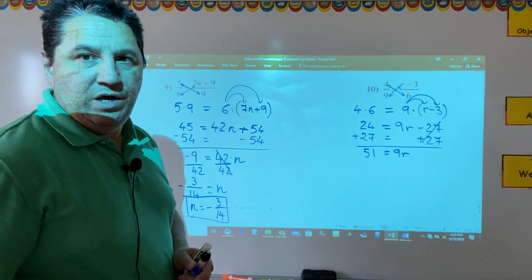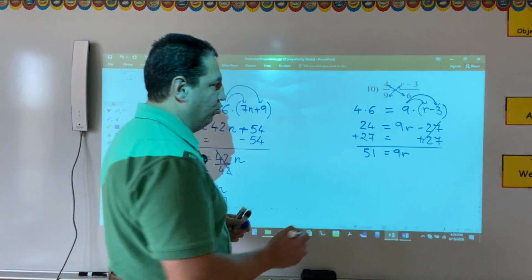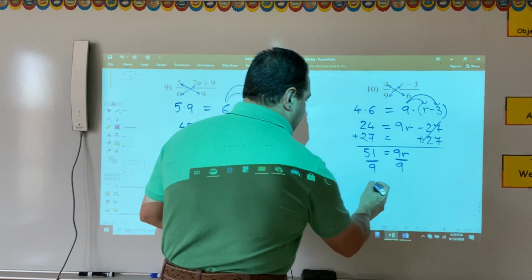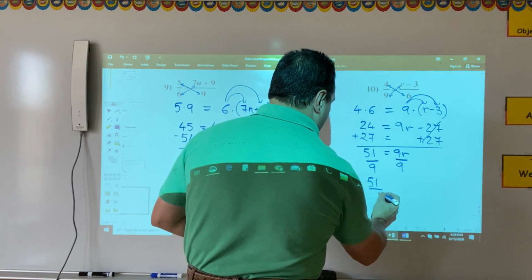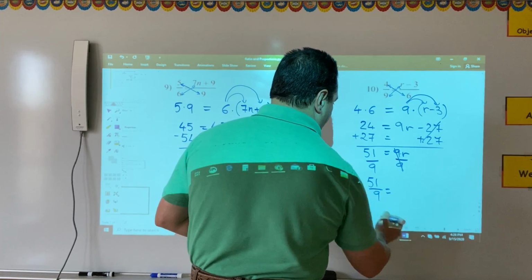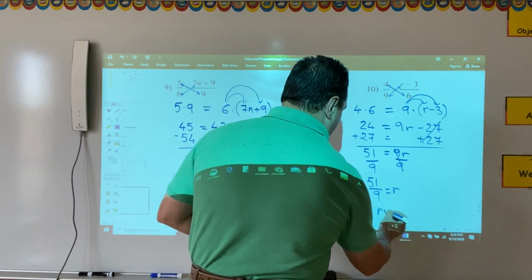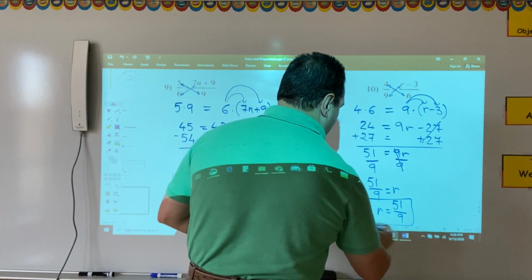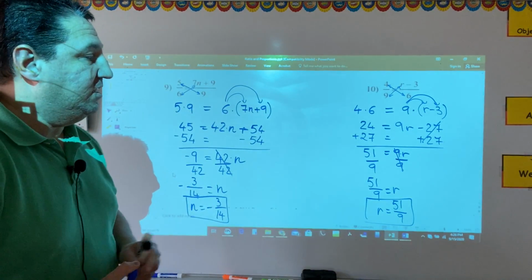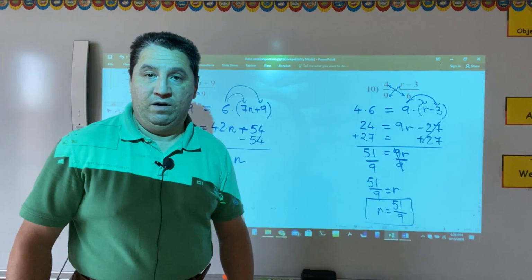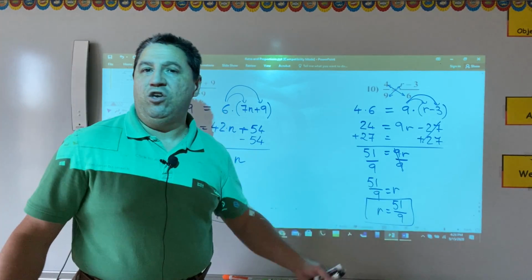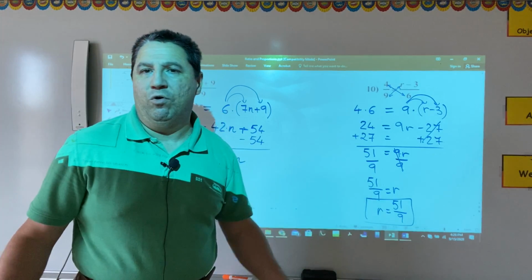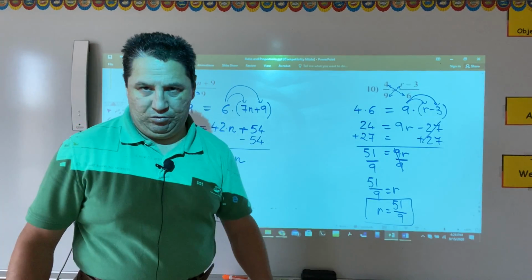And then we divide by 9 to get r. We divide by 9 on both sides. So you're going to get 51 over 9 equals r, since these two divide out. Or r equals 51 over 9. So that's the value of r. As you can see, you cannot simplify the fraction. We leave it as it is, or you simply estimate the quotient.